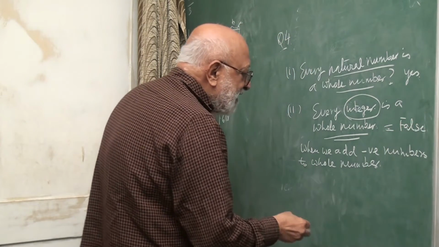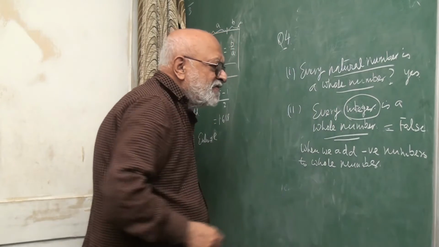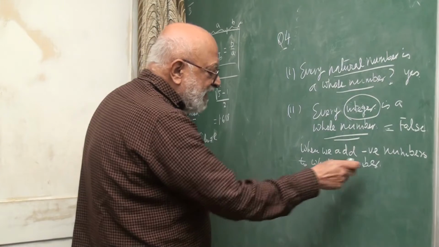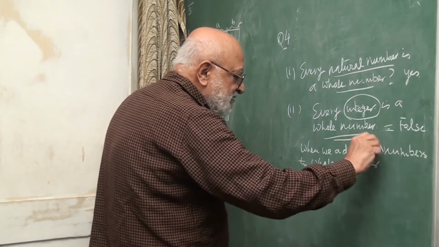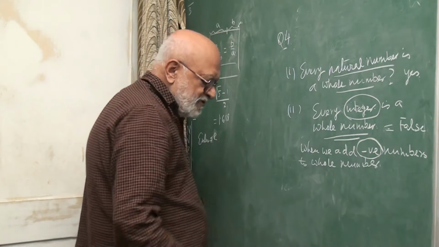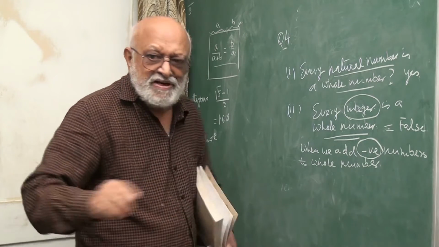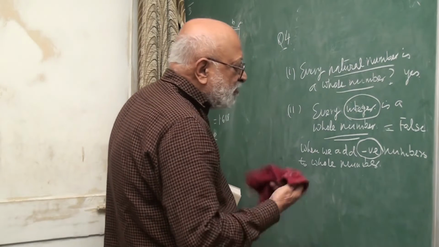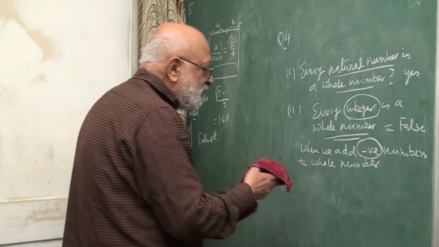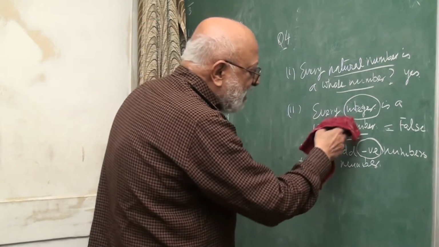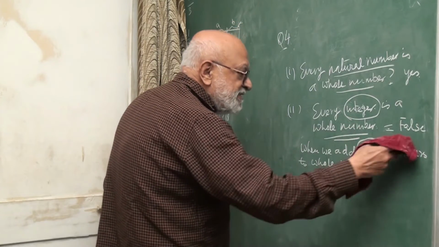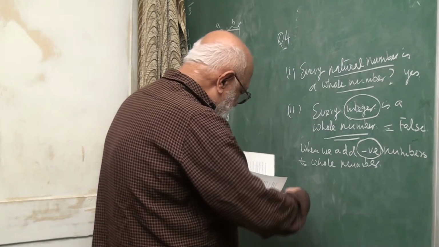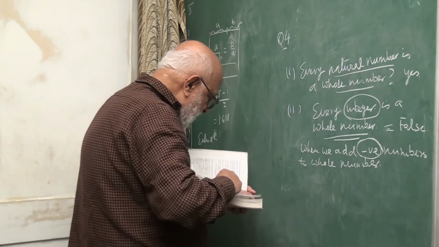Because integer whole number के अंदर आता ही नहीं है. Whole number के बाद जब हम negative numbers add करते हैं, then that set becomes what we call the class of integers. So this is false. Okay. Now number 3rd. I think I can continue with this.